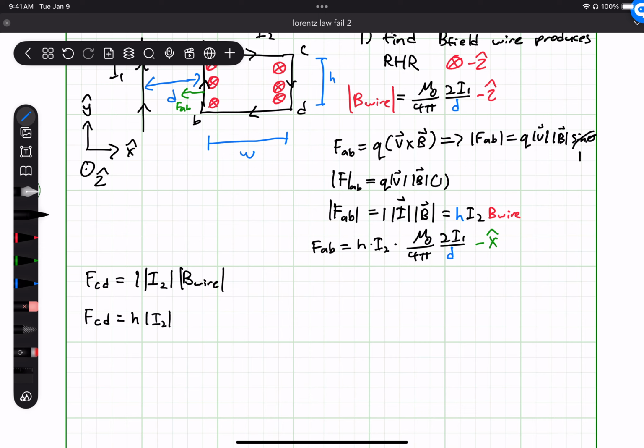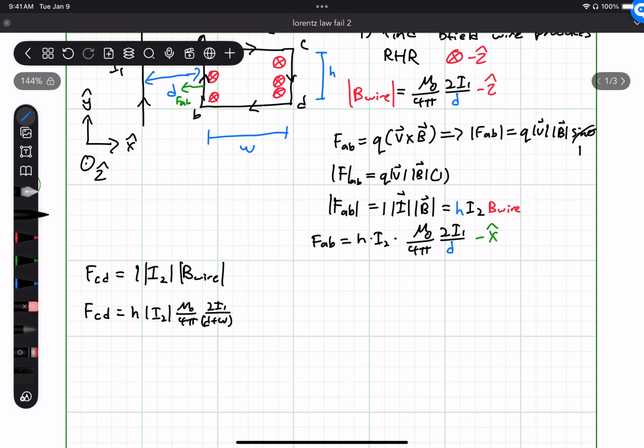And the B field of the wire changes a little bit. So we're going to take our mu naught divided by 4 pi, and we're going to multiply by 2I1 still, but our distance away from the wire is a little different, right? Now we have D plus W. Okay, I hope you can see that.